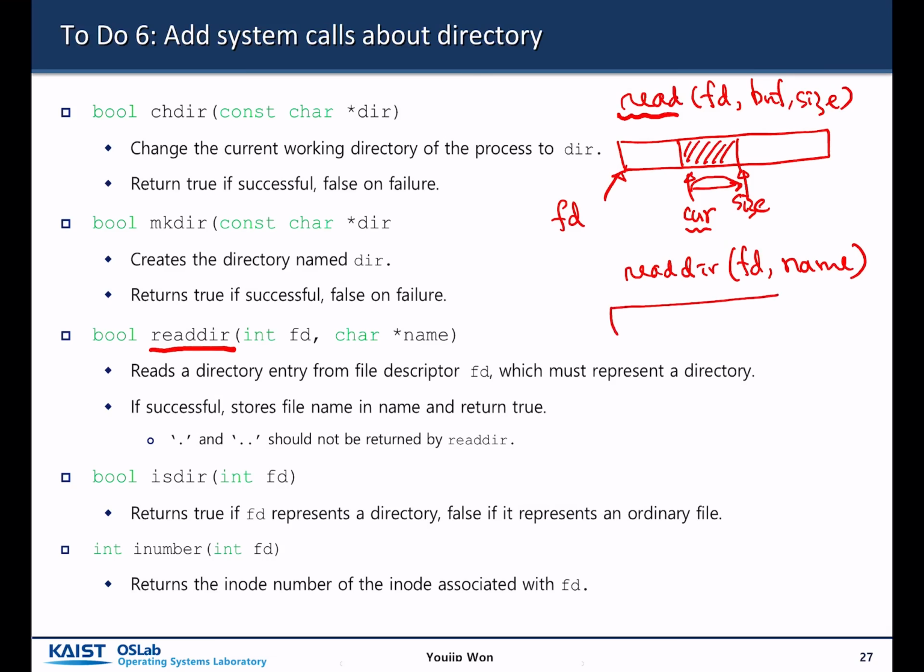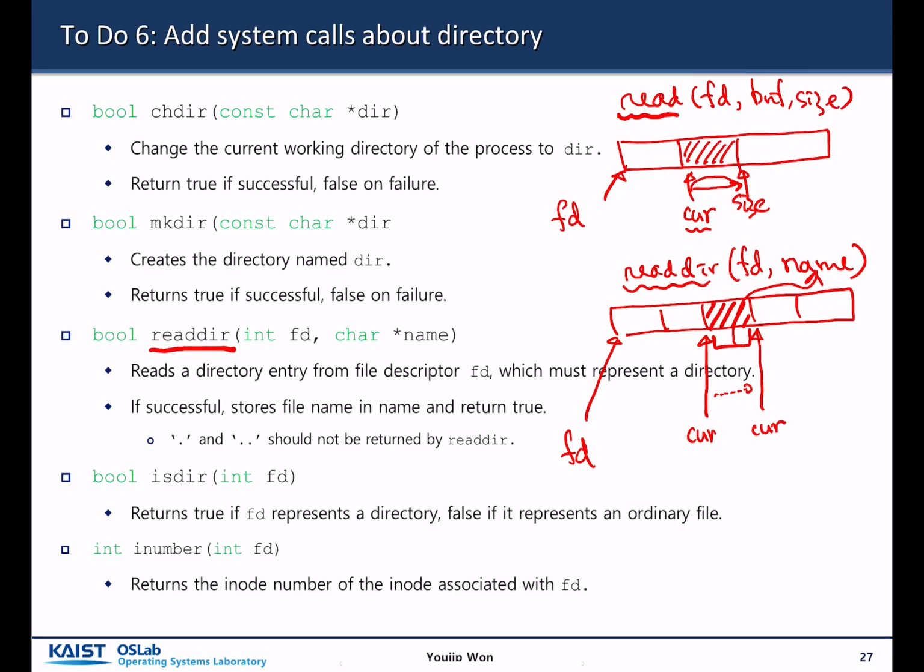In readdir, of course, the directory is pointed to by the file descriptor, and the directory file is partitioned into directory entries, and the directory file also has a pointer that points to the current directory entry to read. If you issue readdir, this function reads a single directory entry, copies the name of the file in this directory entry to the buffer specified by name, and advances the current offset to the next directory entry. That's what readdir is for.